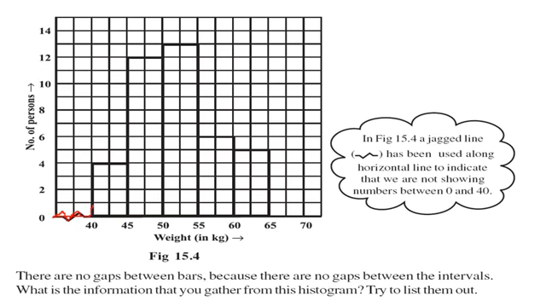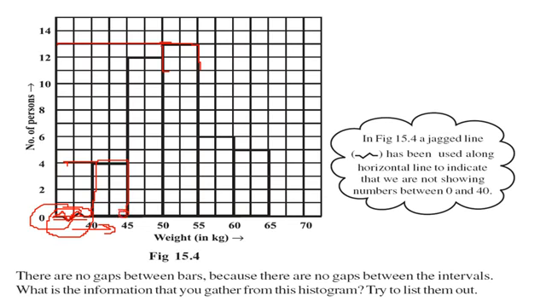So we start with 40, and we say from 40 to 45, 4 people were there, and from 50 to 55, there were around 13, right? So just see this, there is a jag line again, let me remind you, and this jag line has been used along the horizontal line just in order to show that we are starting with 40, because we don't have any data between 0 to 40.